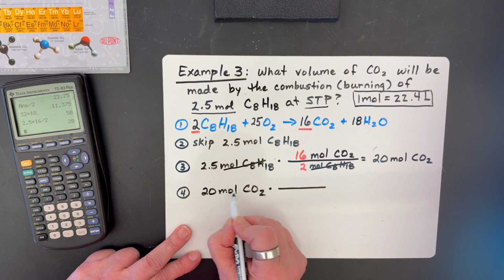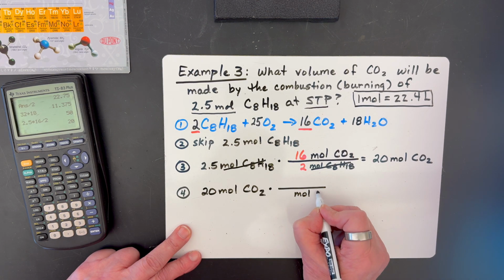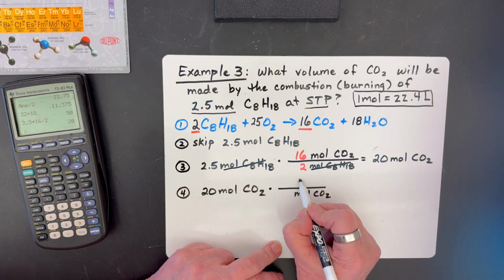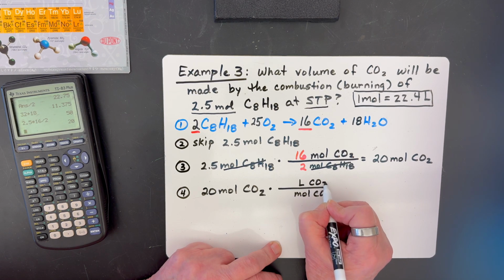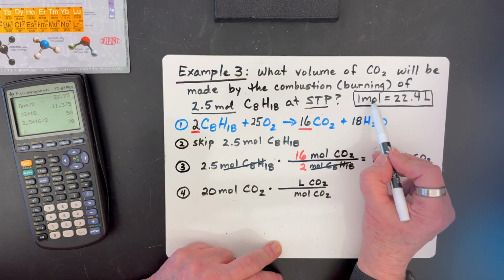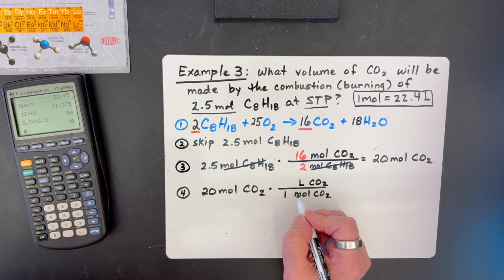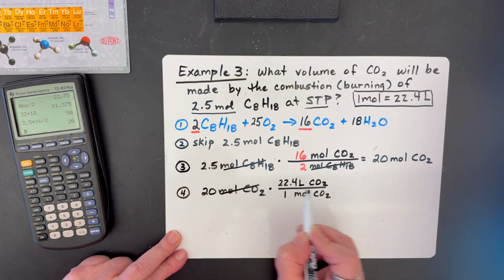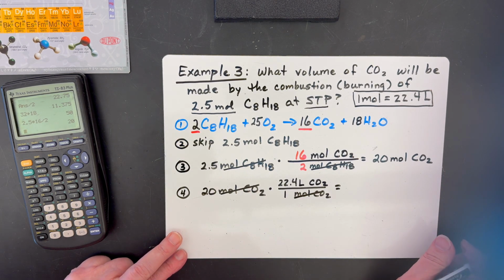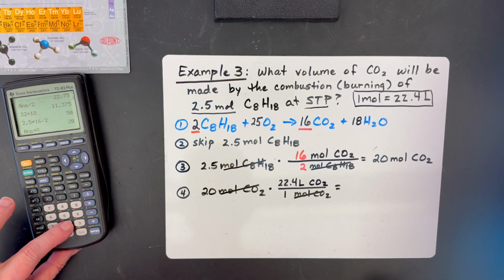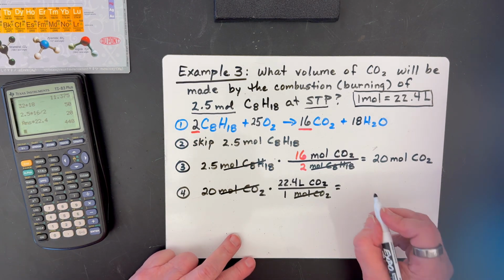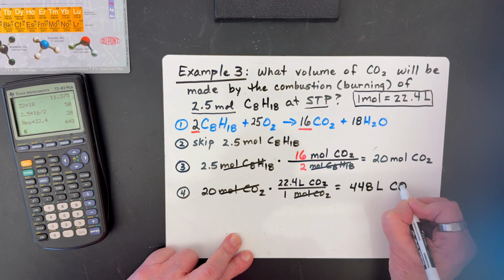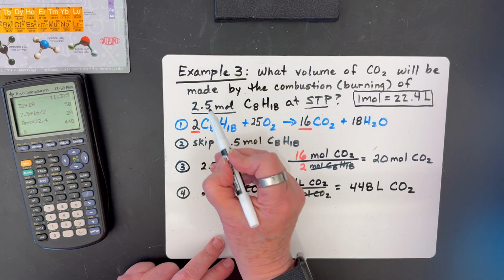Conversion factor. We have moles of CO2, we want to cancel moles of CO2. And on top, we want our volume, liters of CO2. And using our conversion factor, 1 mole of any gas is 22.4 liters. This unit cancels, and we end up taking 20 times 22.4, which gives us 448 liters of CO2.